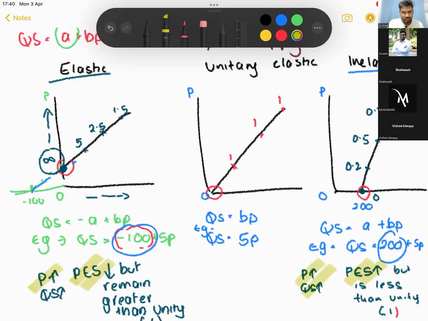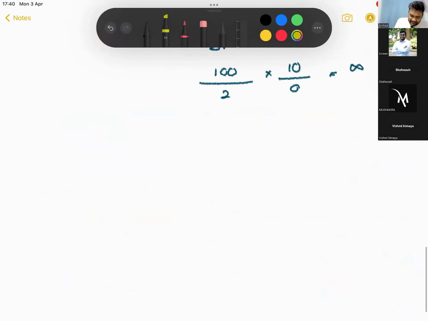Slope into not QS over P, P over QS? No, there is nothing like this for PED, guys. Only for PES. For PED, there's a different story, but there is no separate equation and all like that. So for PED, how it works is like this, guys. You all know, I'm not going into that part today, right?